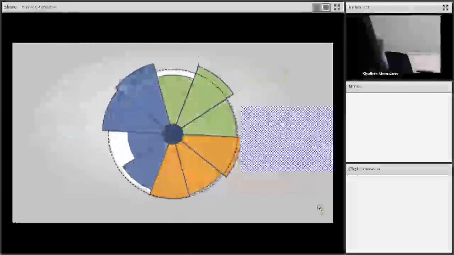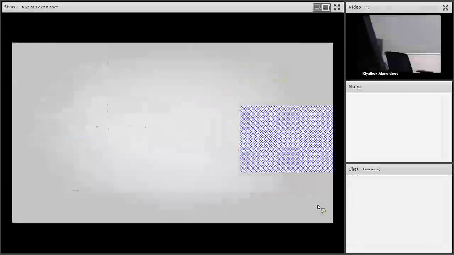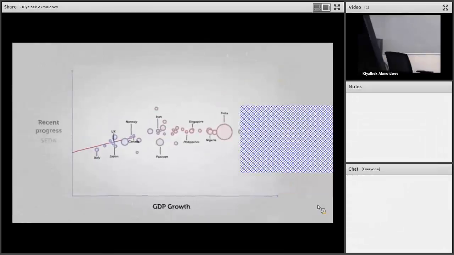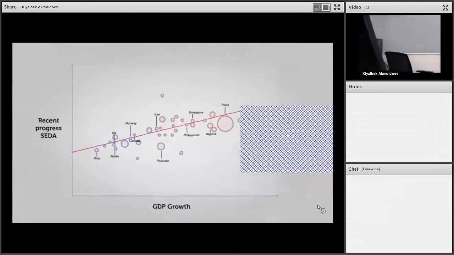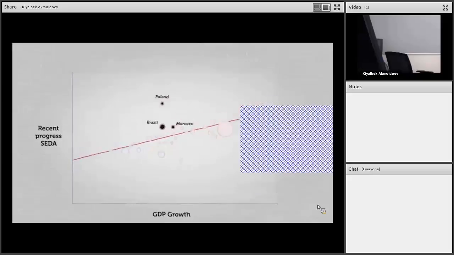Rather than giving a simple ranking, SEDA shows where countries are doing well and where more work is needed. And using it alongside GDP reveals how effectively a country converts economic growth into improvements in overall well-being. So although GDP growth usually yields some quality of life improvements, a few countries have achieved impressive results without a great deal of resources.